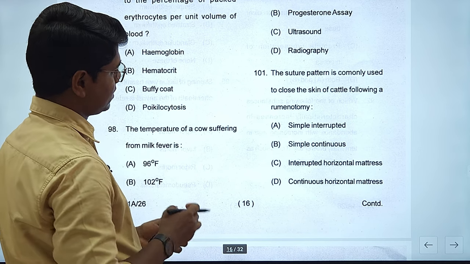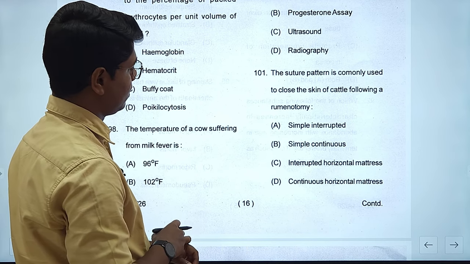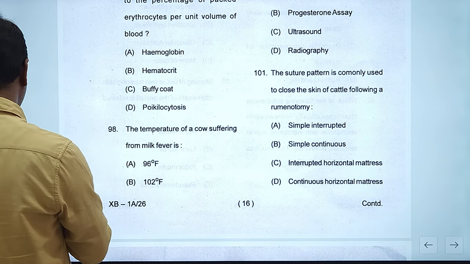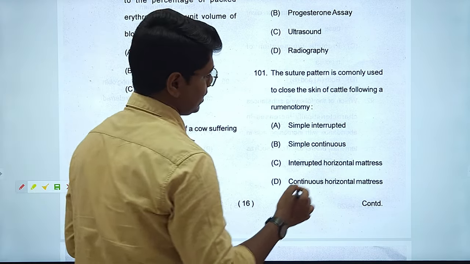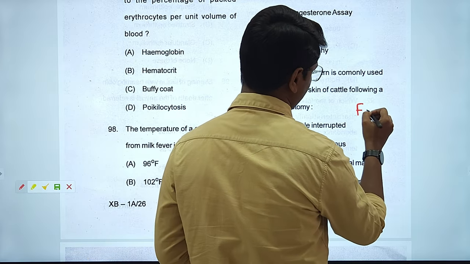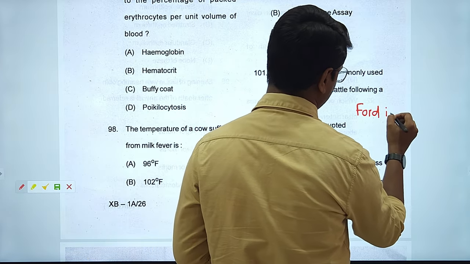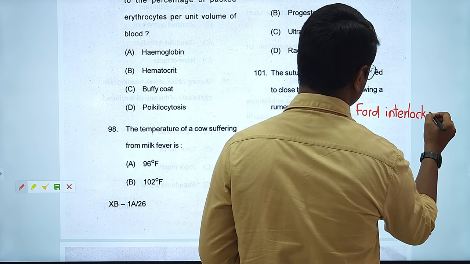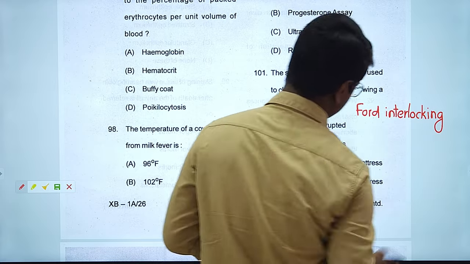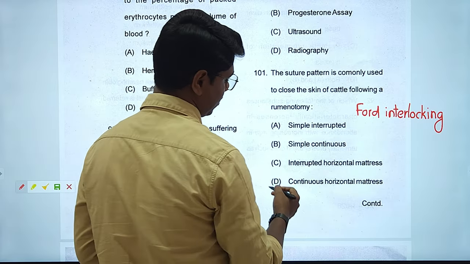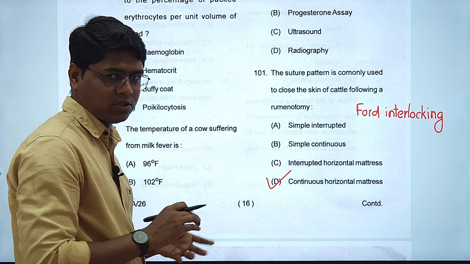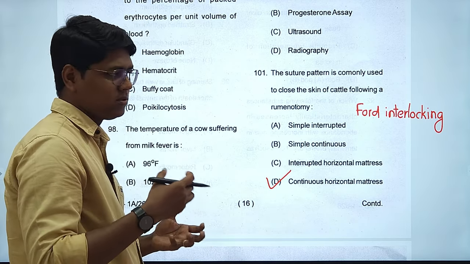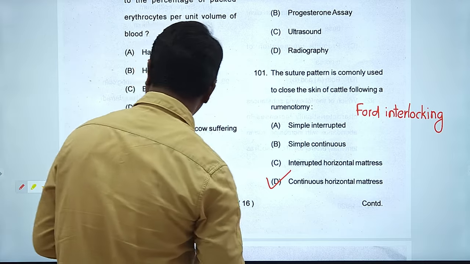Coming to question number 101, which suture pattern is commonly used to close the skin of cattle following a ruminotomy? If you refer to books, you will find the ideal suture is the four interlocking pattern. It's a continuous pattern. But for this particular question, in your answer key, it is continuous horizontal mattress. But you should know the true answer, which is written in books. I have referred to the Farm Animal Surgery Elsevier publication. It's the four interlocking pattern.